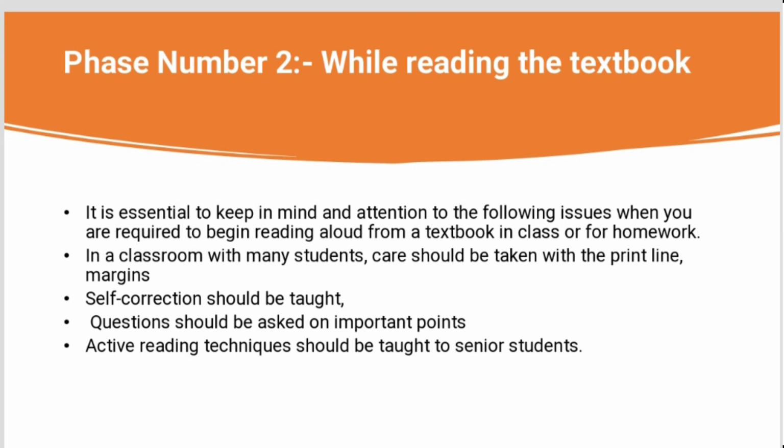In a classroom with many students, care should be taken with the print, line margins, or spacing between words and lines. Self-correction should be taught, meaning that both the right and the incorrect should be communicated. Questions should be asked on important points, and students should be encouraged to write the information down in the textbook instead of making students busy making separate notes. Active reading techniques should be taught to senior students, explaining key information and salient aspects of text structures and encouraging them to record information on lesson maps.